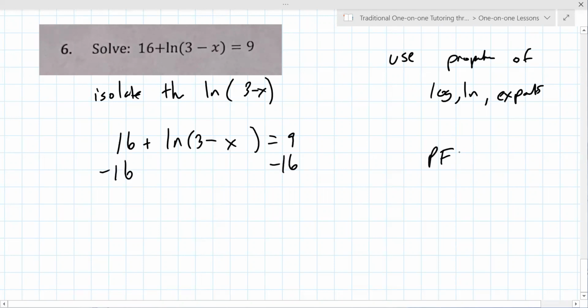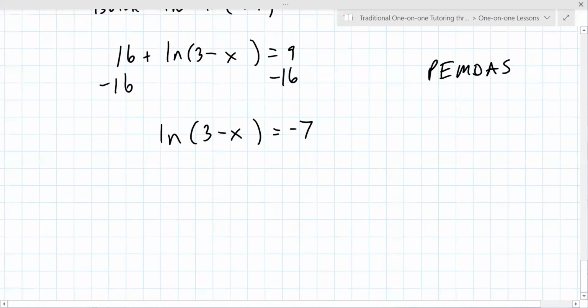Like you're used to when you solve, you know this, right? You undo addition and subtraction first. That's why we undo this. So this is natural log of 3 minus x equals -7. Now, how do you undo ln? Do you remember that? You use this e. Remember that from class. You e both sides. So like this is wrong, but you e both sides.